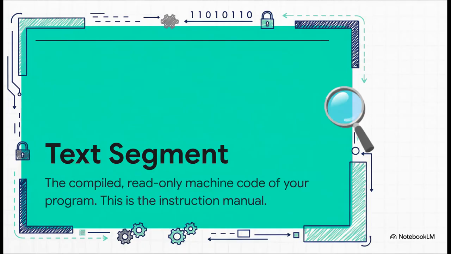First up, at the lowest address, is the text segment. This is, and I mean this literally, your code. It's the raw, compiled machine instructions that the CPU reads. It is the instruction manual for your program. And just like a real instruction manual, you don't want anyone scribbling in it, so it's marked as read-only.